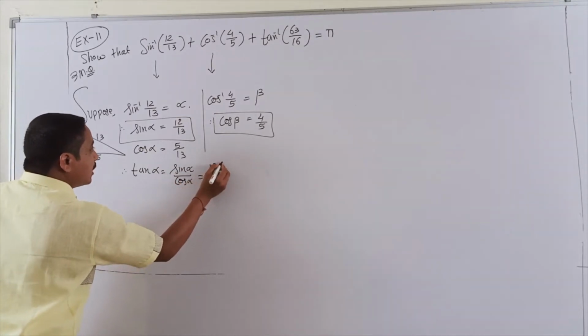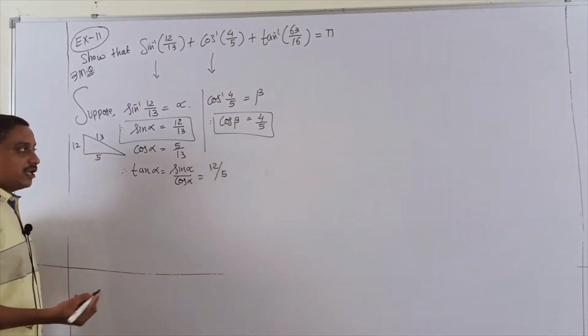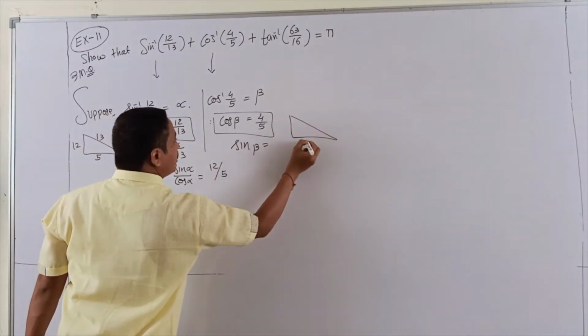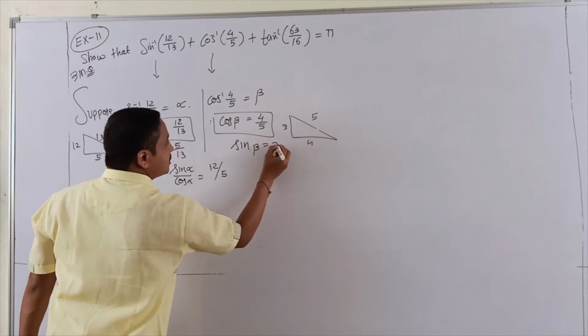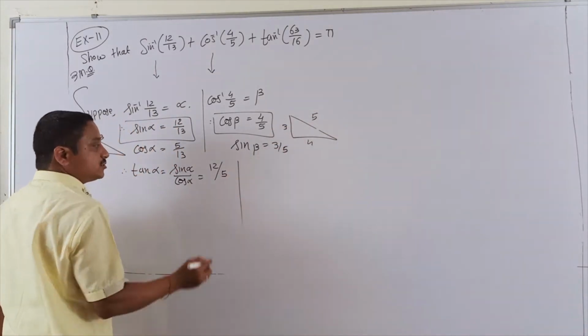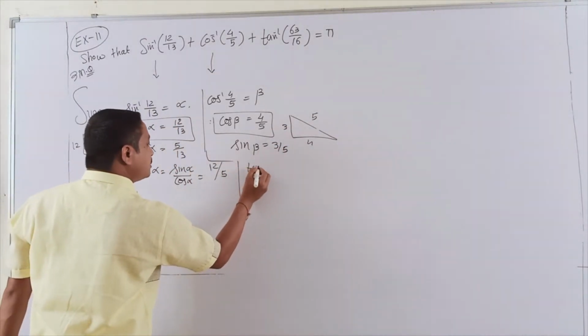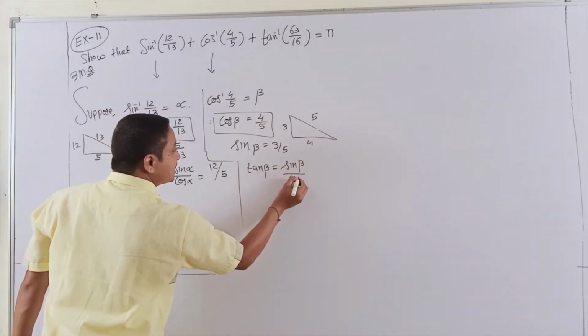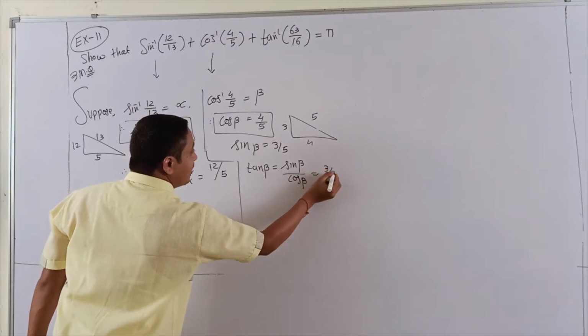Finally done. 12 by 5. Same as here, sin theta. According to the triangle property, we have 4 here, 5, and it is 3. So 3 by 5. So what do you get, students? Tan beta. Yes. Sin beta by cos beta, which is 3 by 5.